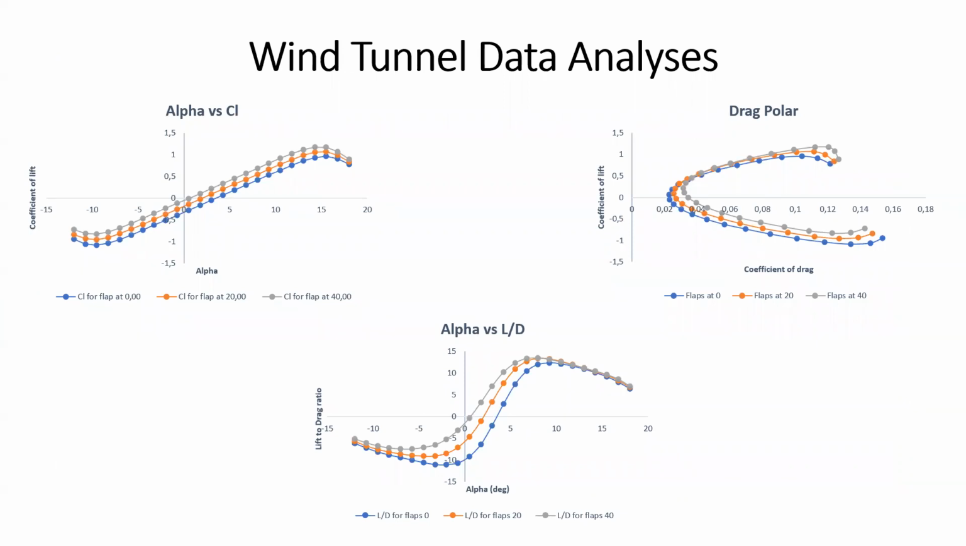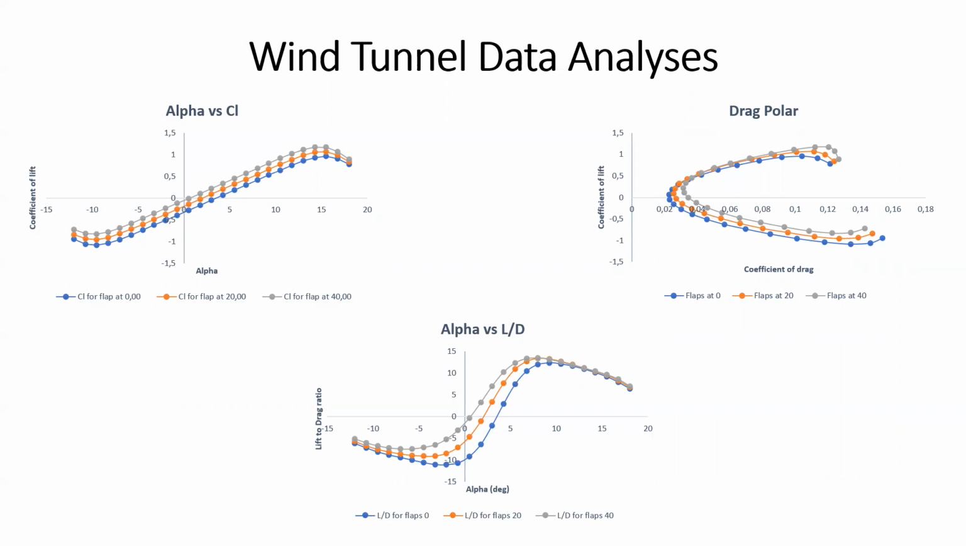So we did this data analysis. As you can see, after 15 degrees of the angle of attack, we will see that the aircraft will stall. As predicted, the flaps increase the coefficient of lift, but as we can see in the drag polar, the coefficient of drag also increases for the same amount of coefficient of lift. So there is a small trade-off.